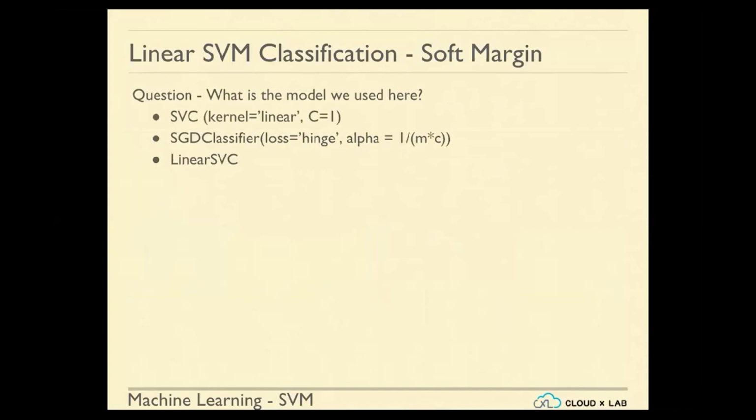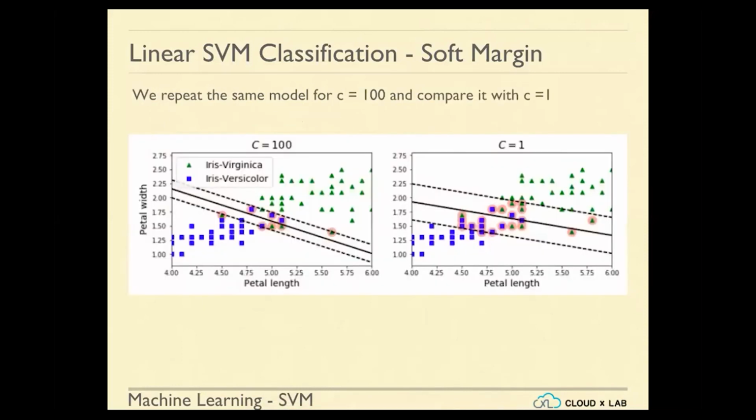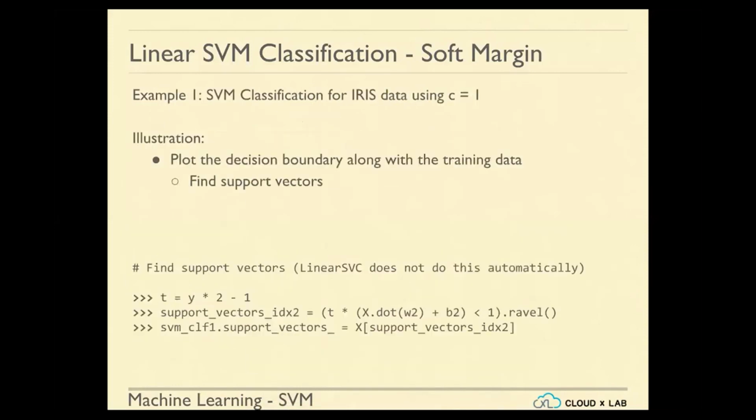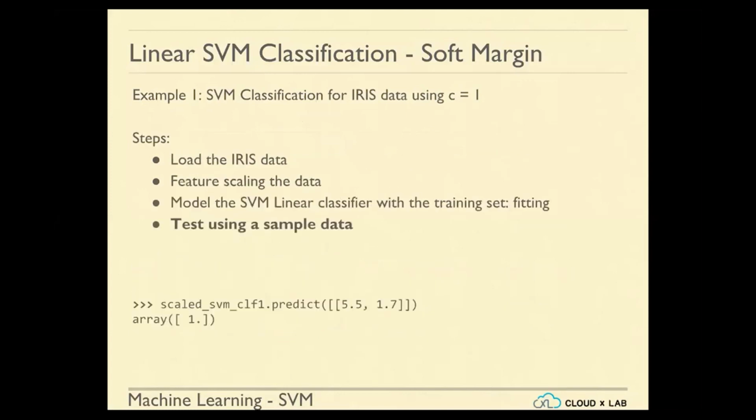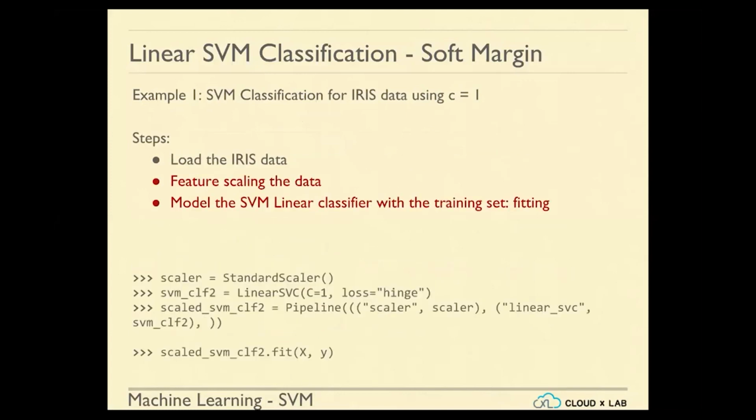So which model out of these did we use? SGD, SVC, or linear SVC? We used linear SVC. If you go back here, we actually used the linear SVC. Right? You see that?